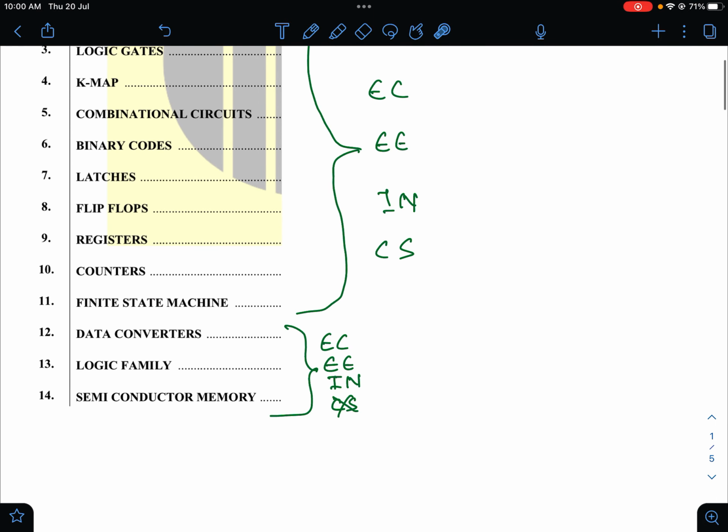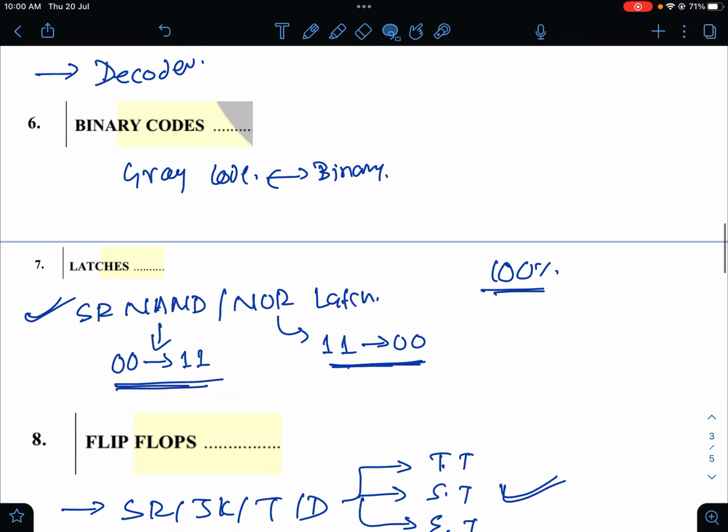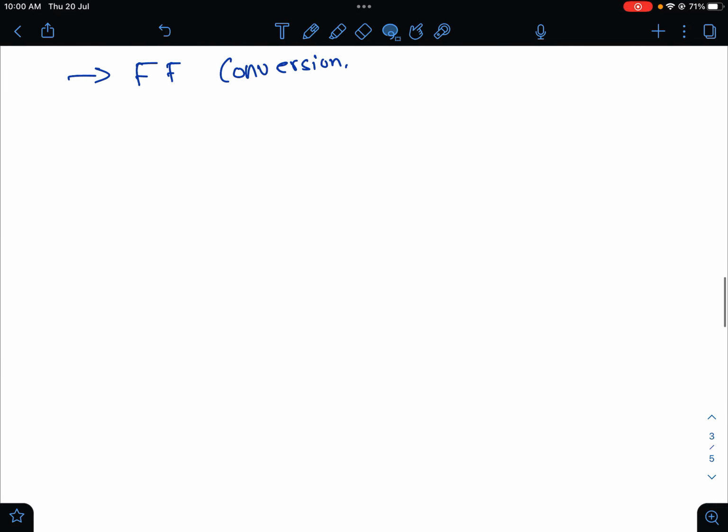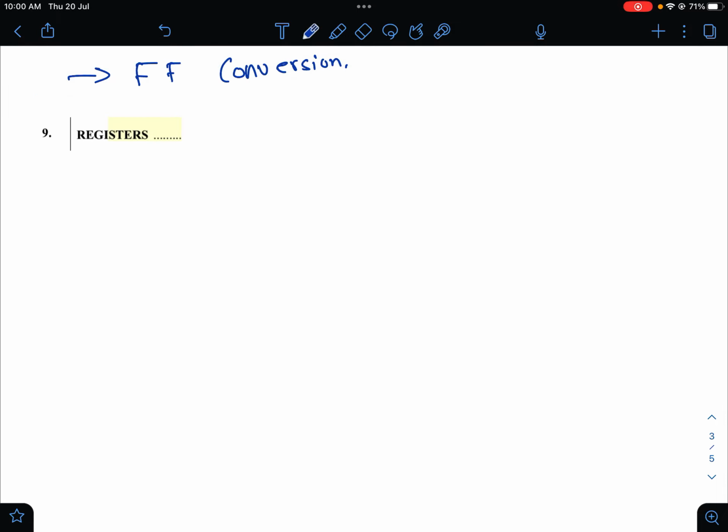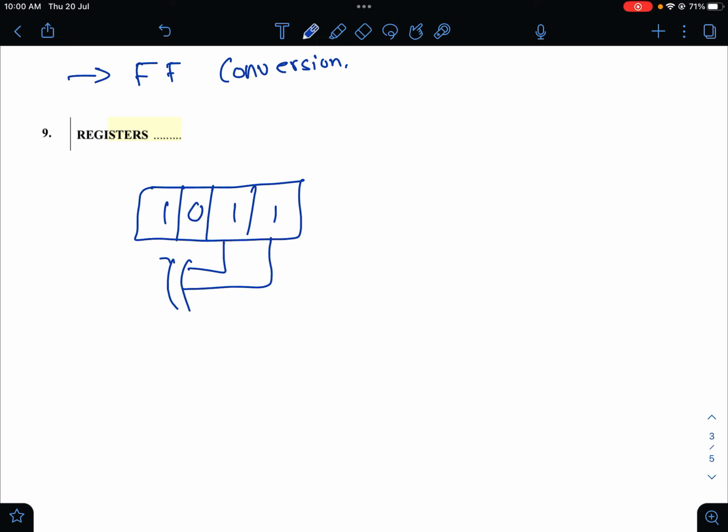Then coming to chapter number 9, registers, its weightage is also pretty less, friends. In registers, they will be giving us some register structure like this, and it will have some initial condition, and then there will be some external logic gate connected, and they will be asking us after how many clocks the state will be, let's say, 1100, or after how many clocks the state will be again 1011.